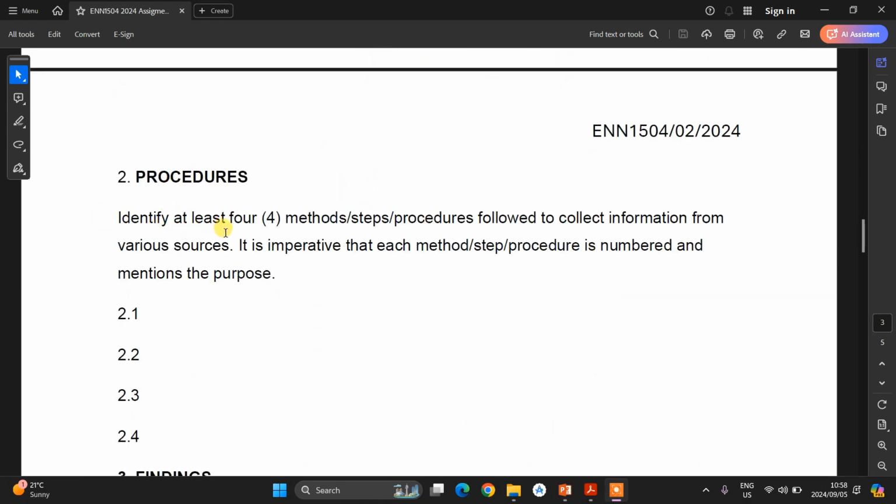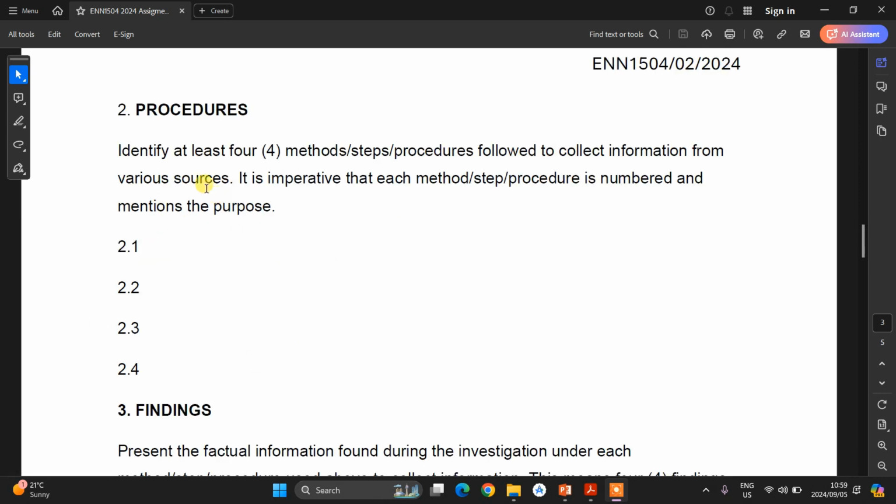Okay, and they say identify at least 4 methods followed to collect information from various sources. It is imperative that each method is numbered and mention the purpose. Okay, so whenever you list the procedures, you must also state the purpose. But we'll discuss this in detail as we proceed.